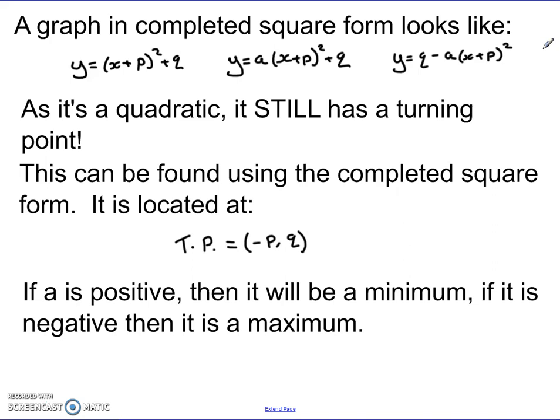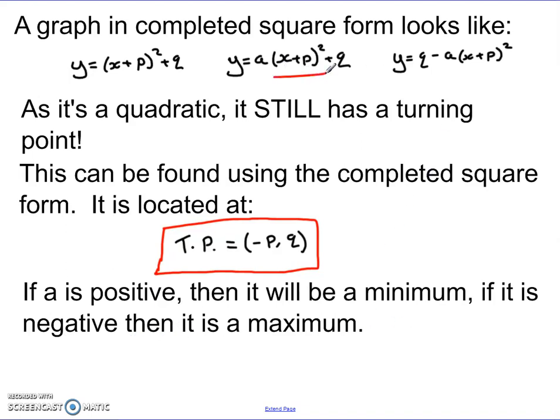Now they are still quadratics and they still have a turning point, so we still have to be able to calculate it. But using completed square form, we can actually just read it off. Now, what I want you to remember is this. Whenever we have a graph written in completed square form, the turning point is always given by the value negative p comma q. We always get that. Now, a key thing to remember is if a is positive, it will be a minimum, and if it is negative, it will be a maximum.